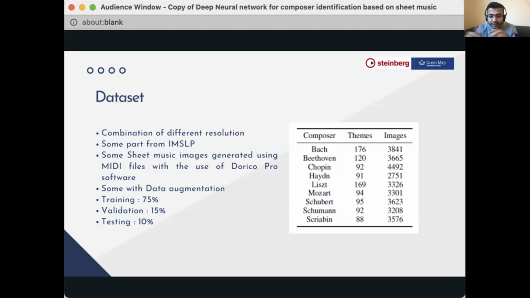And we try to maintain a combination of low resolution images from the very old historical composition style data, and the very high resolution music score images, which we generated using the Dorico software with the use of MIDI files. So it makes our dataset versatile, and the combination of both makes the dataset more diverse in terms of features for our deep learning model.